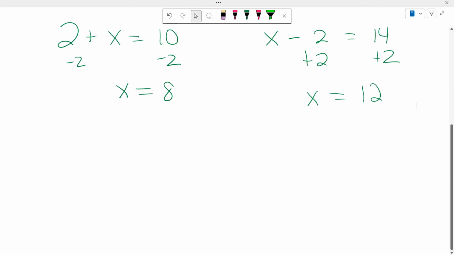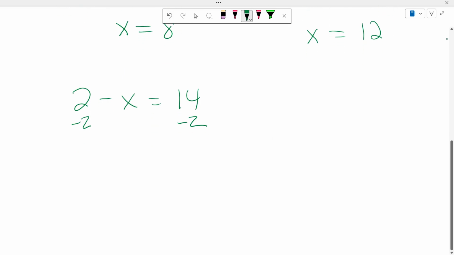Now, what you have to be careful of when we're doing subtraction is what if 2 minus x equals 14? You'd say, well, this is subtraction, so we add. But on this one, because 2 is positive and x is negative, since we have a positive 2, we have to subtract 2. So anytime you have subtraction where you're subtracting the x, you might have to subtract the other number. You want to get that other number down to 0.